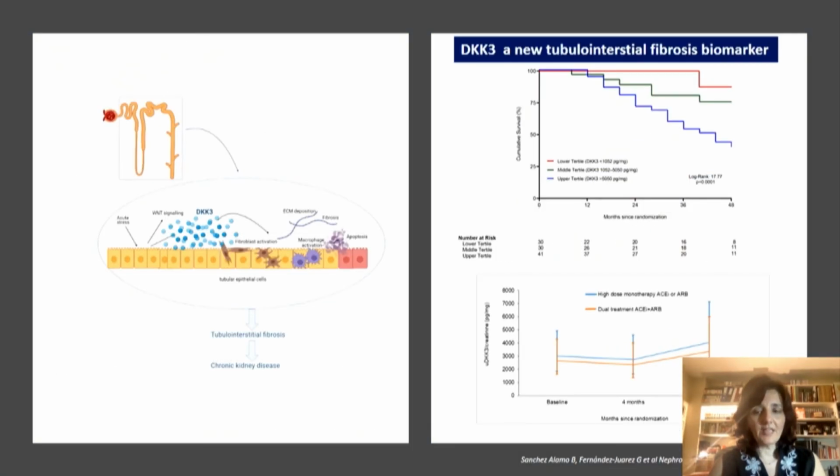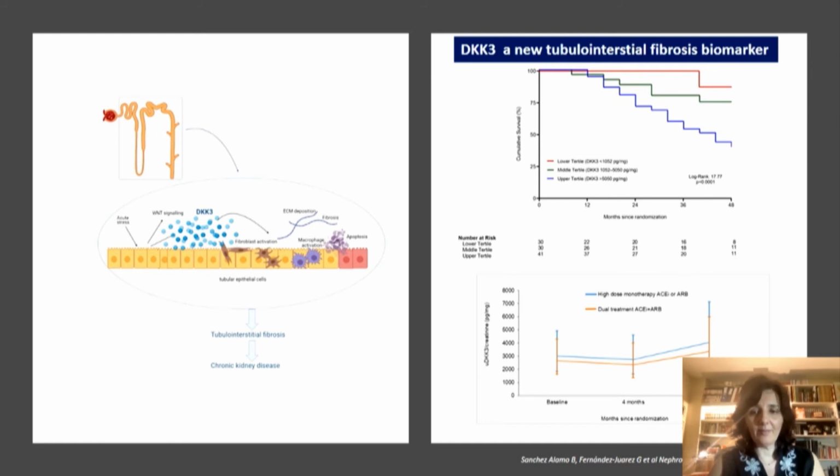Kidney fibrosis has been reported to be a prognostic factor in CKD progression. Different studies have shown that the assessment of urinary DKK3, a stress-induced tubular epithelial-derived profibrotic glycoprotein, may be a potential tubulointerstitial fibrosis biomarker and may identify patients at short and long-term risk of GFR loss. In this study, you can see that the patients with the highest DKK3 levels develop faster renal progression.